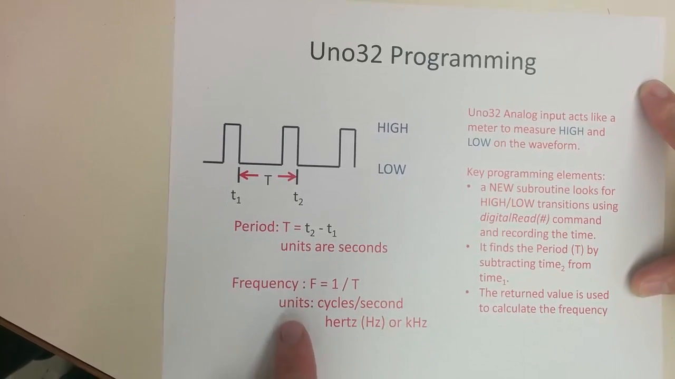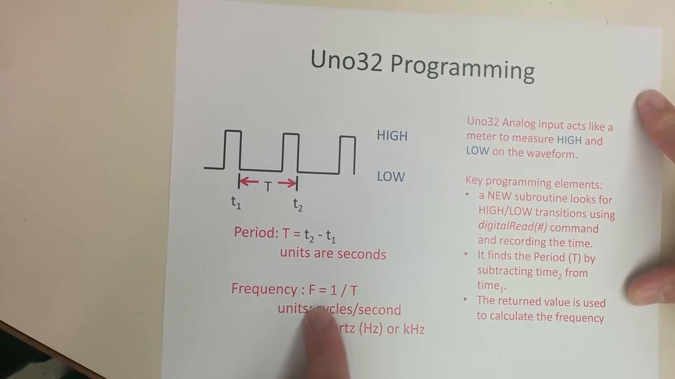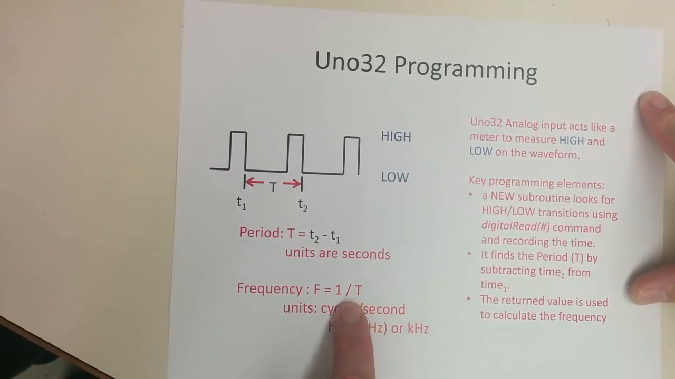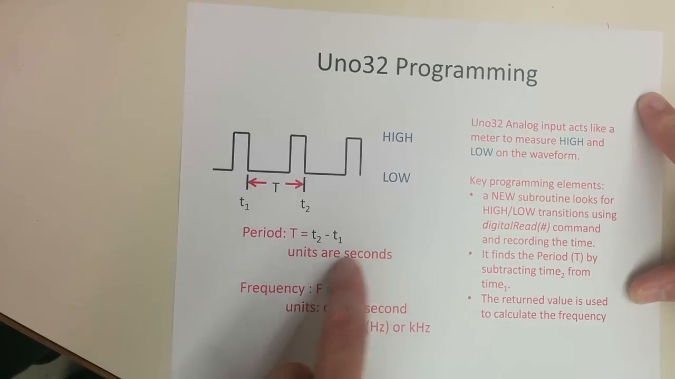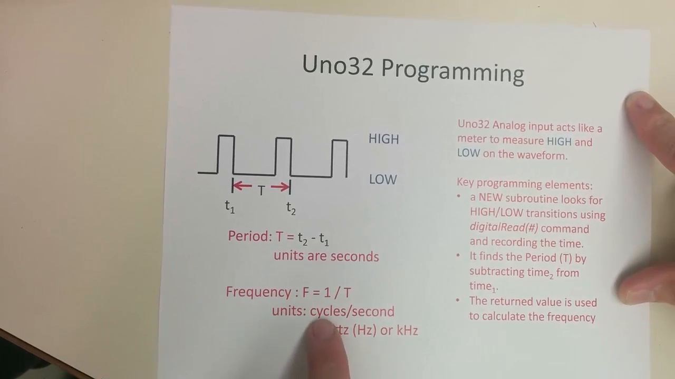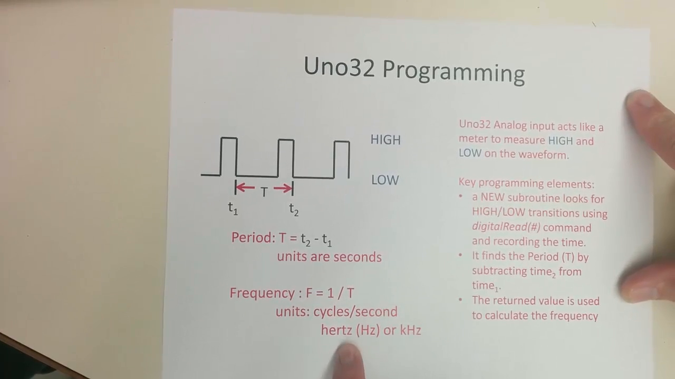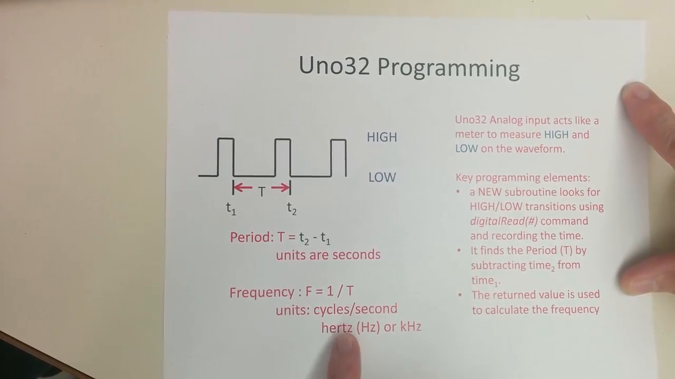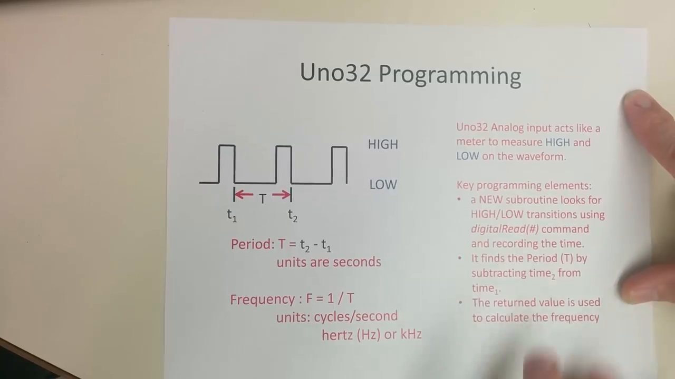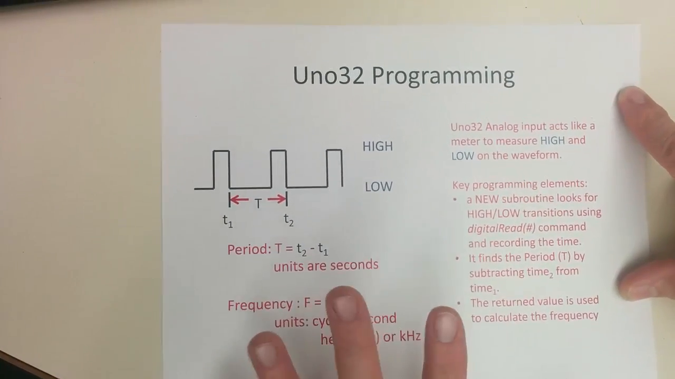Then in our program, we have a formula for calculating the frequency, and they're inversely related. So time is in seconds, but frequency is going to be in cycles per second, so how many pulses happen each second. And so the units for that is in hertz. So hertz are cycles per second. So this is the program. Let's take a look at the program real briefly and then watch it run.